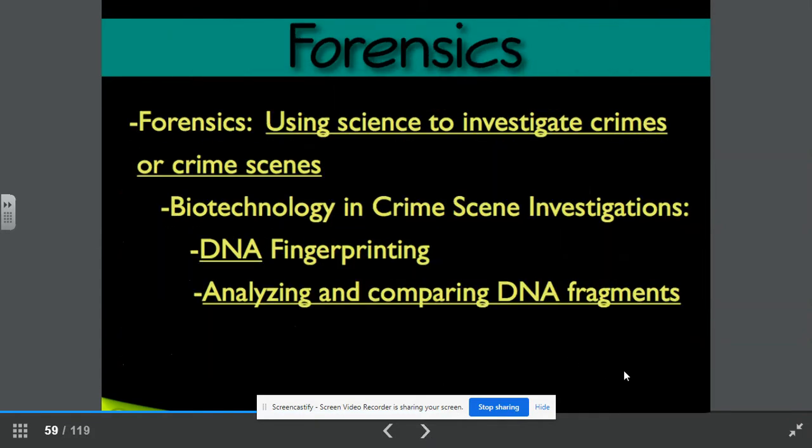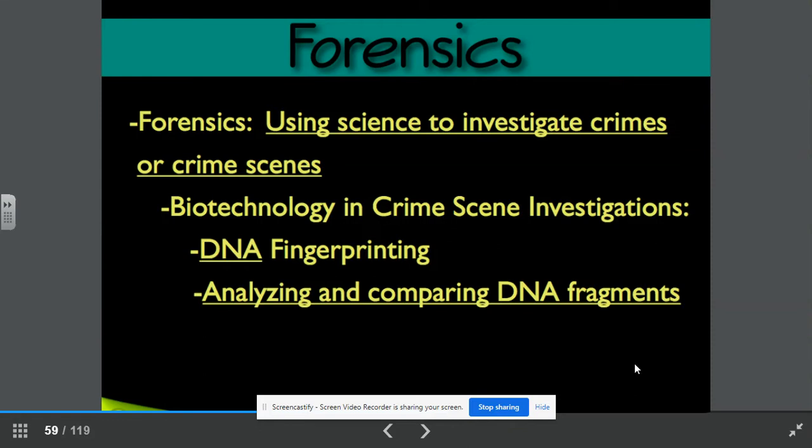This is an exciting field. It is changing and growing on a daily basis. Many of you have told me that you're interested in going into this field of study after high school. So it is very exciting. So forensics is basically using science to investigate crimes or crime scenes.